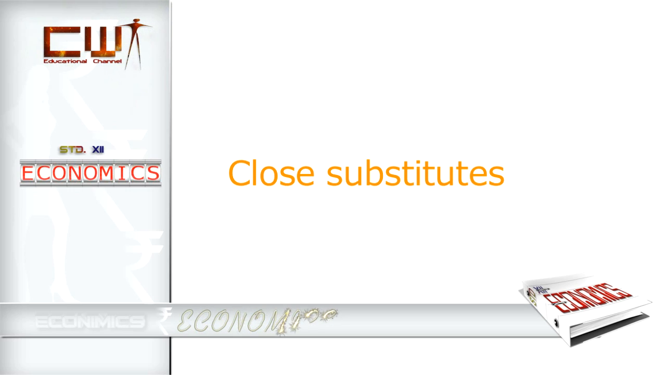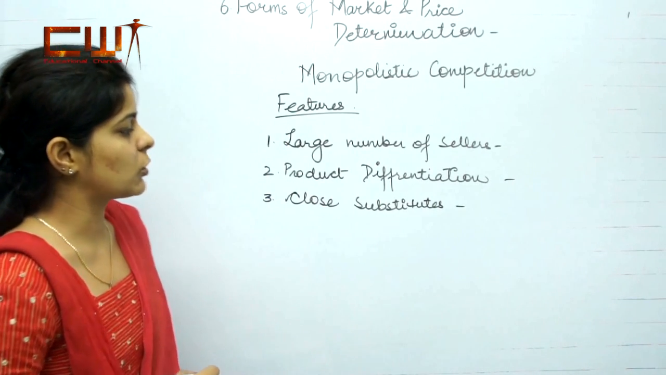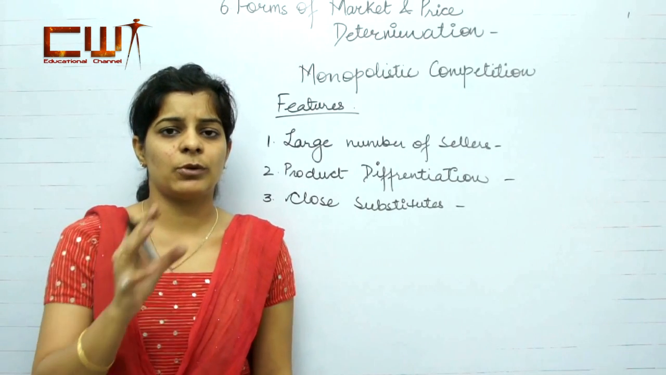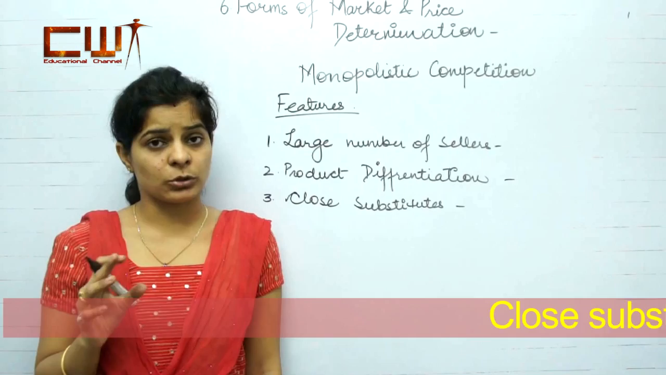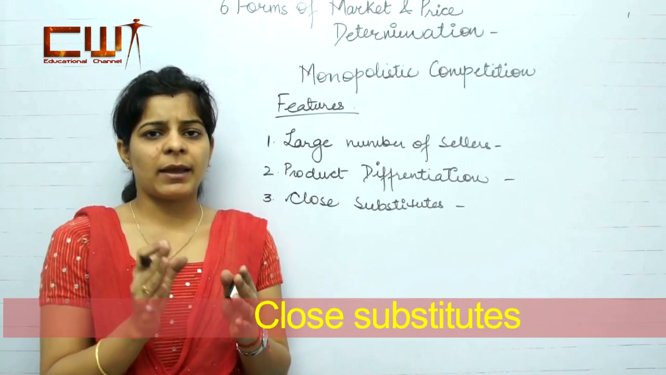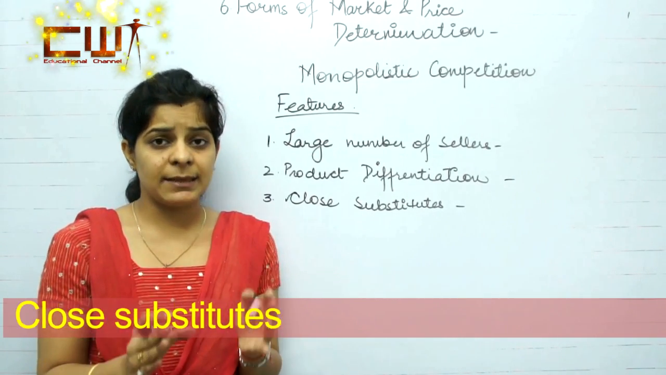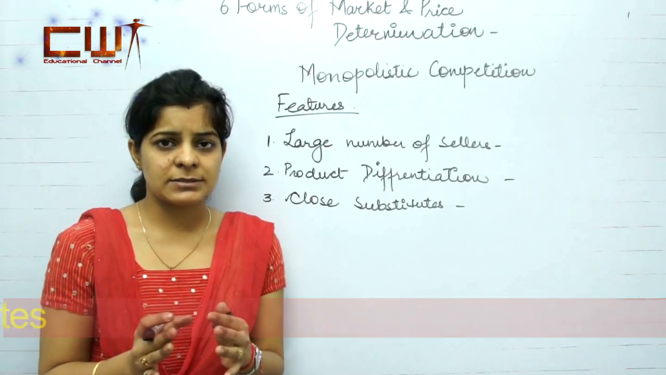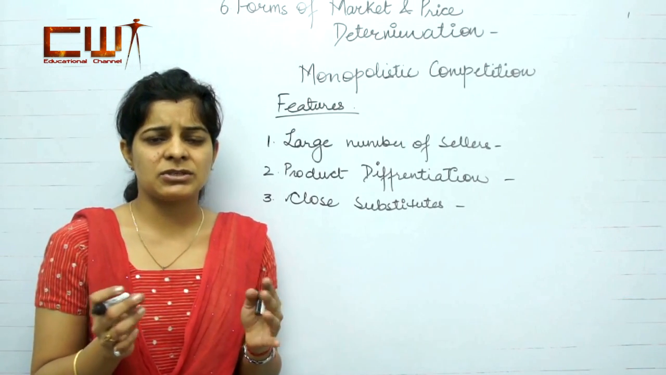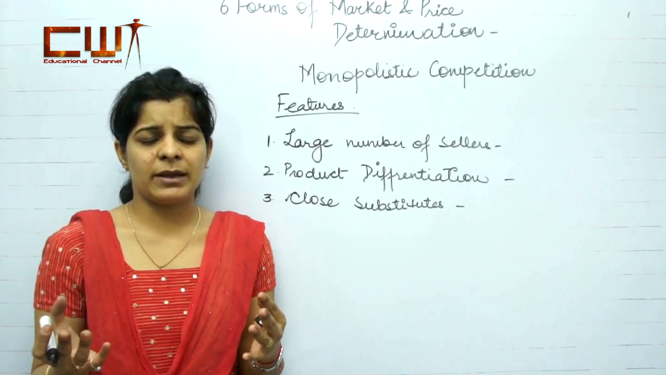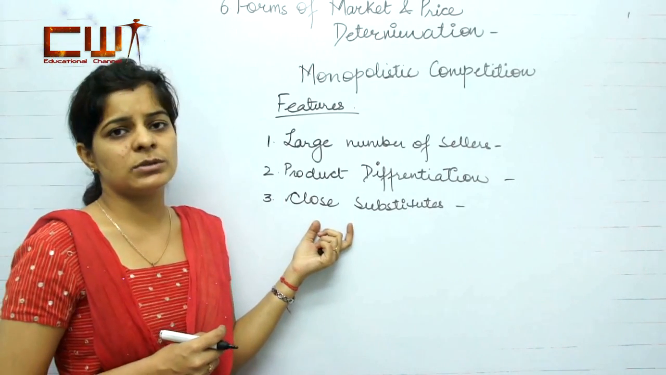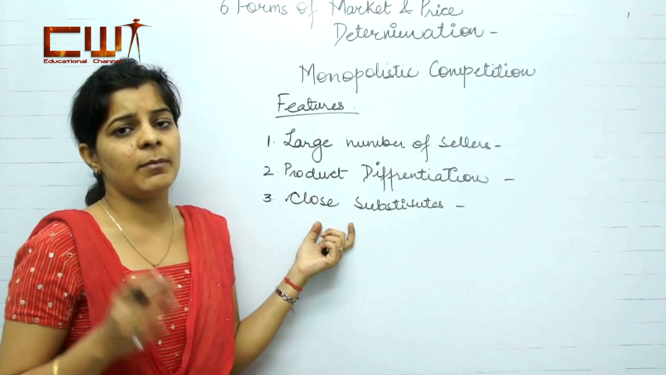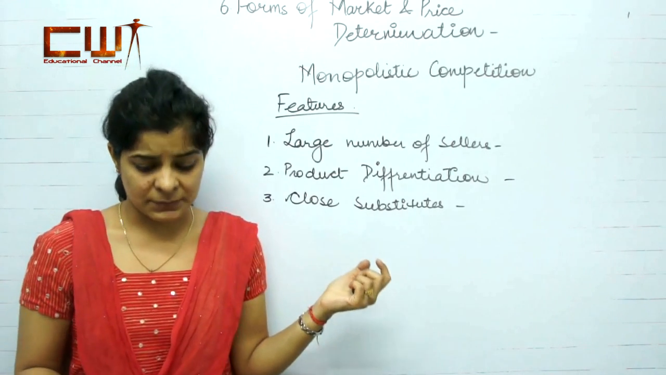The next feature of monopolistic competition is close substitutes. If you take the example of washing detergents, you have Ariel and you have Tide. Both are meant for the same purpose. Both are close substitutes. Their packing may be different, their schemes may be different, the color is different. They may have some extra agent that gives extra whiteness. Their prices are different, but still they are close substitutes. If one is not available, people may go in for the other substitute.